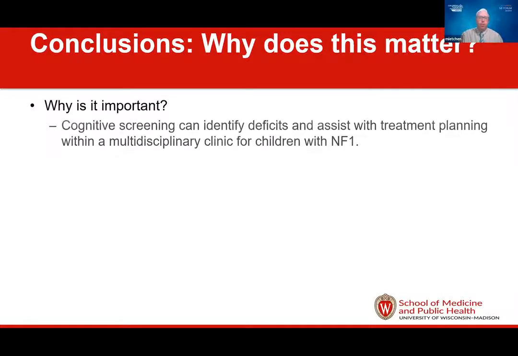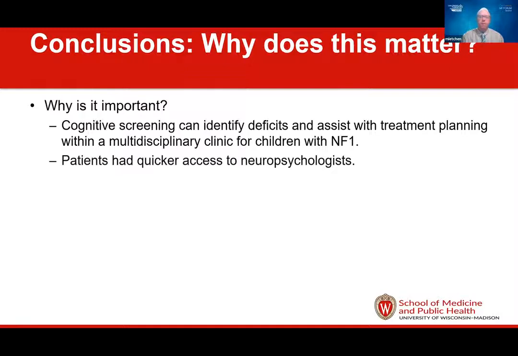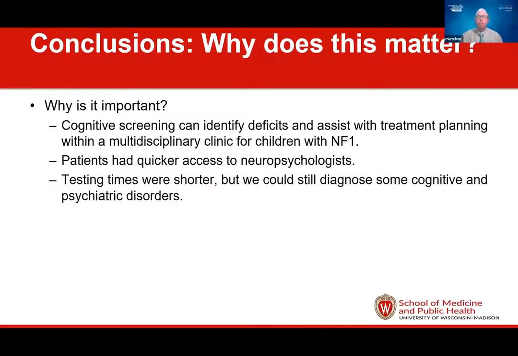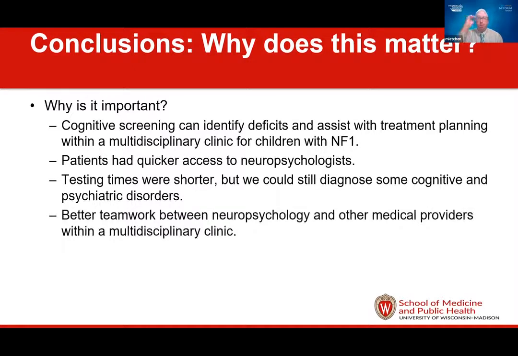So are these findings important? Well, first, our screening identified cognitive weaknesses and helped with treatment planning for children with NF. These patients had quicker access to neuropsychologists and neuropsychological services. Testing was shorter, but we could still help to find and diagnose some disorders that would require treatment. And finally, because this was done as part of a multidisciplinary clinic, there was better teamwork and collaboration between the neuropsychologist and other medical providers.